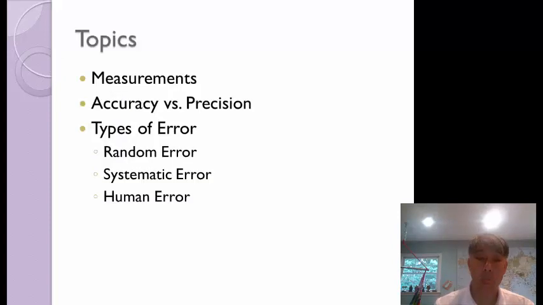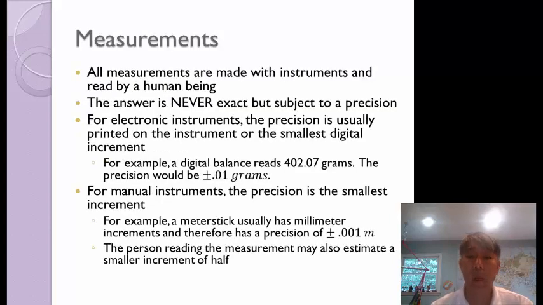Today we're going to talk about lab errors and making lab measurements. The topics we're going to talk about are the measurements themselves, accuracy versus precision, and the various types of error that we can encounter when we're running our labs. Primarily, one of three choices: either random error, systematic error, or, hopefully we won't have any of these, human error.